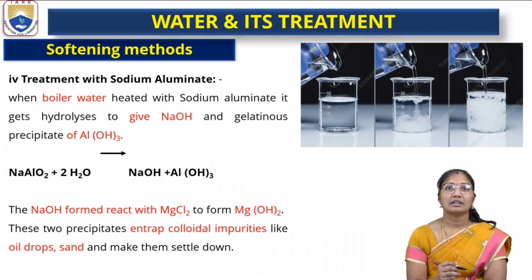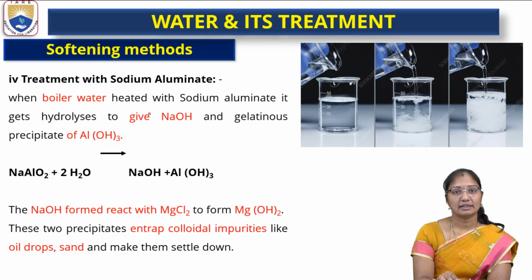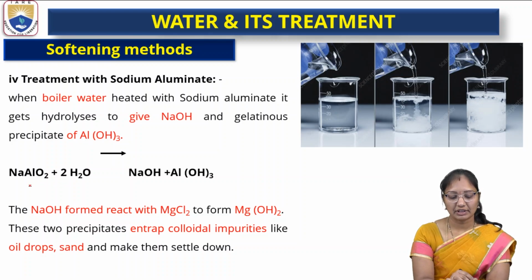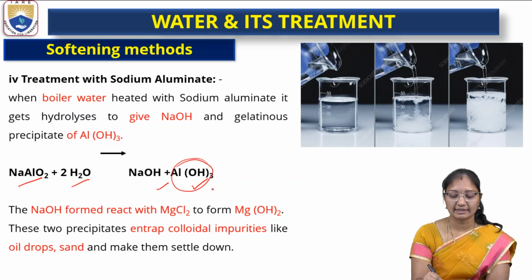The next step is treatment with sodium aluminate. Here, when boiler water is heated with sodium aluminate, it gets hydrolyzed. The sodium aluminate reacts with the water, resulting in the formation of sodium hydroxide and aluminum hydroxide. This aluminum hydroxide is a gelatinous substance.